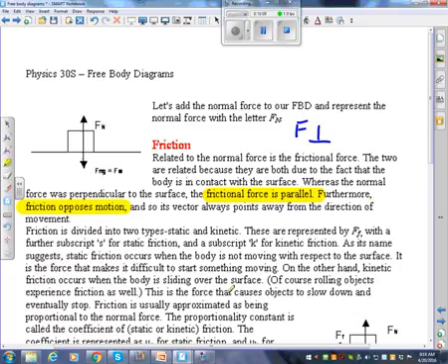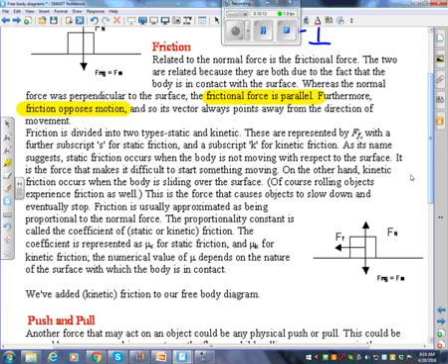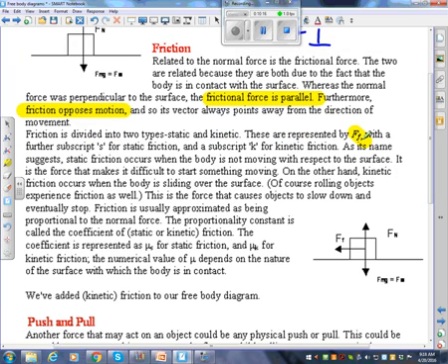Friction is divided into two types, static and kinetic, and we'll get into that a little bit more later. These are represented by Ff, force, friction. I call it friction force, but that's really what the big F, small f stands for. With a further subscript F or S for static and the subscript K for kinetic friction. I don't normally worry about that. You might see it in some books.